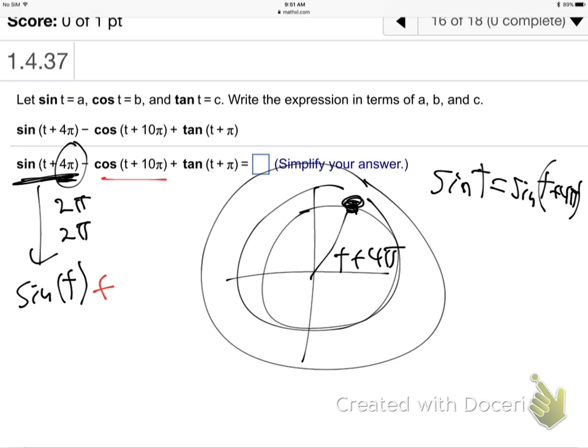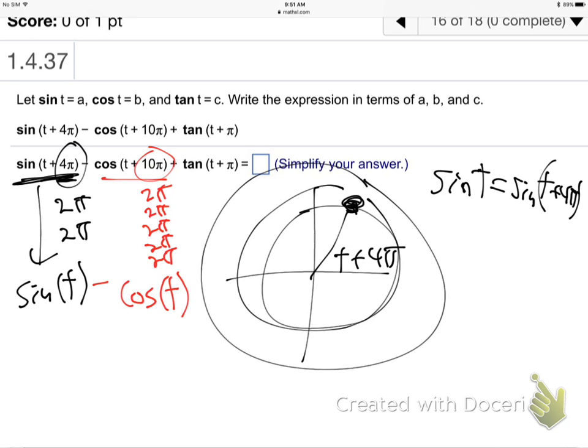Next one, it's minus cosine. Now, what's that? Same thing. Whenever you take one of these trig functions and you start adding a bunch of 2 pi's, that's 2 pi 5 times, isn't it? That's 5 full circles. That does nothing. You're wherever you were, same spot.